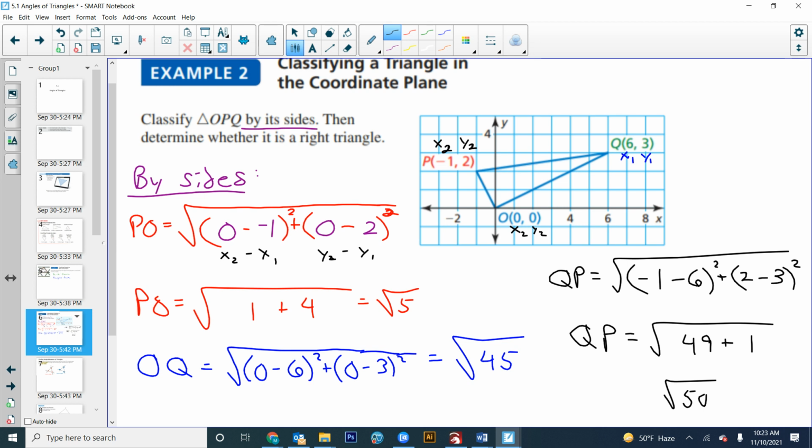Are any of these three the same? No. So if we're classifying by side length, we would call it scalene. Very good. Scalene.